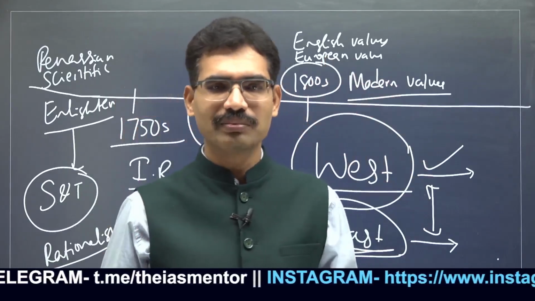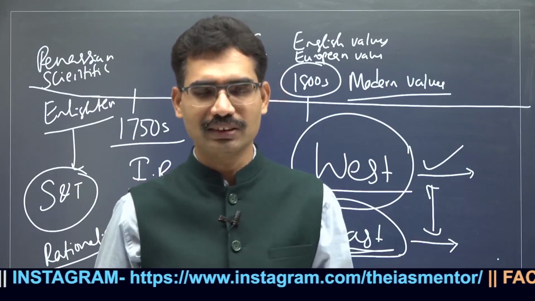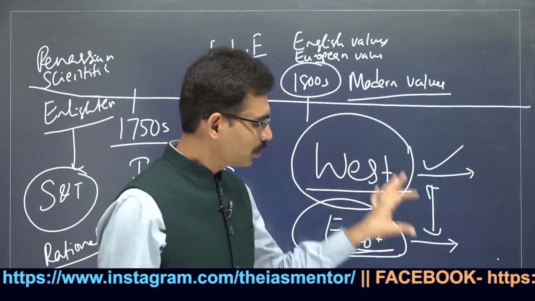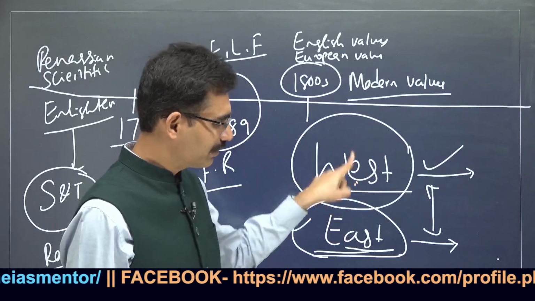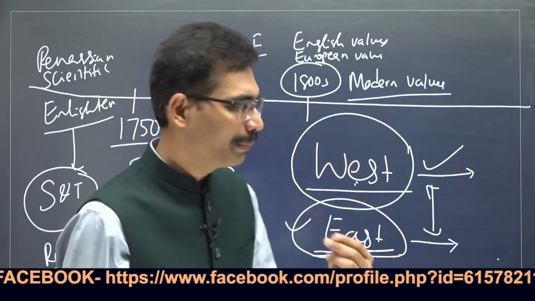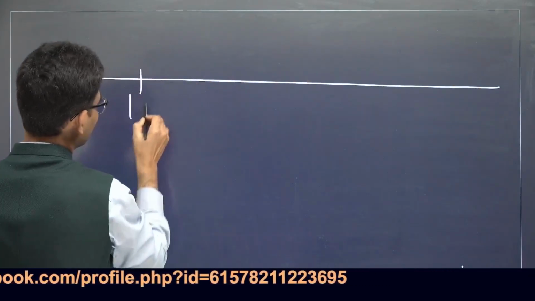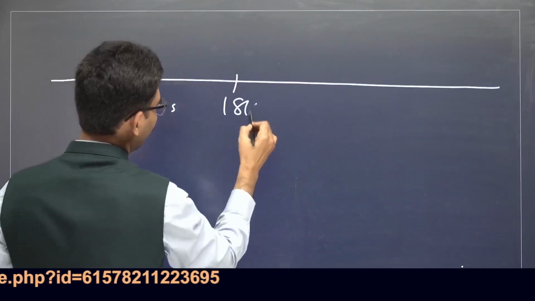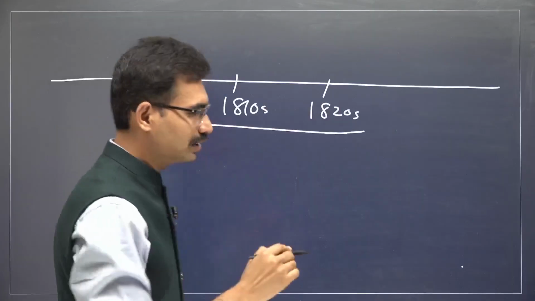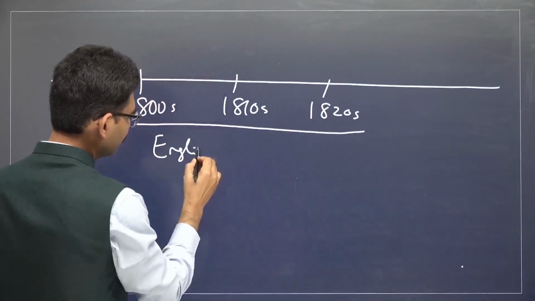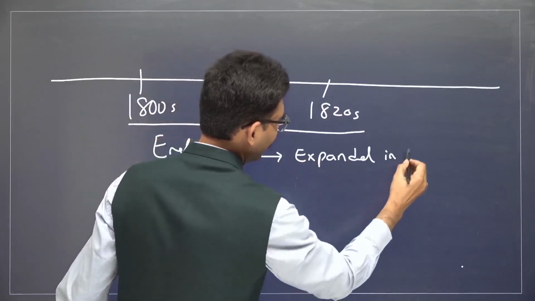At one point of time, the Europeans started believing that they are a superior race because they are able to rule. Once upon a time the East may have been great, but currently the West is great. That's why the West is ruling the East. By the 1800s, 1810s, and 1820s, not only the English people expanded in India.